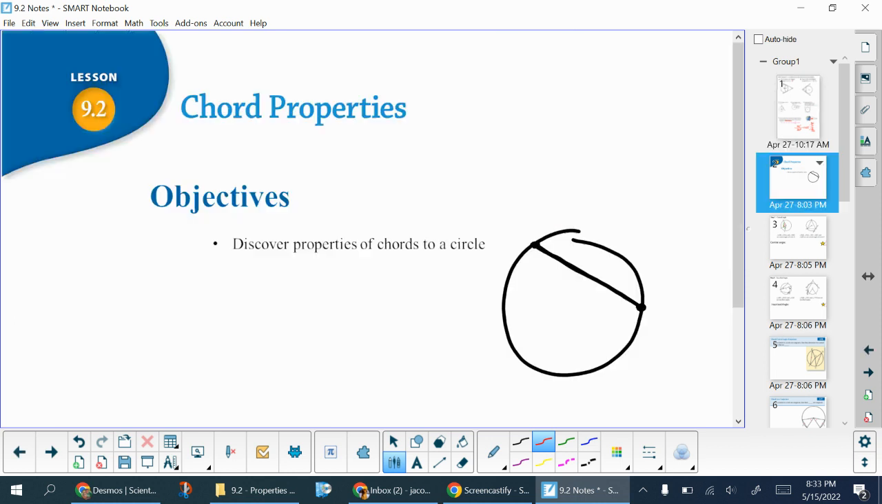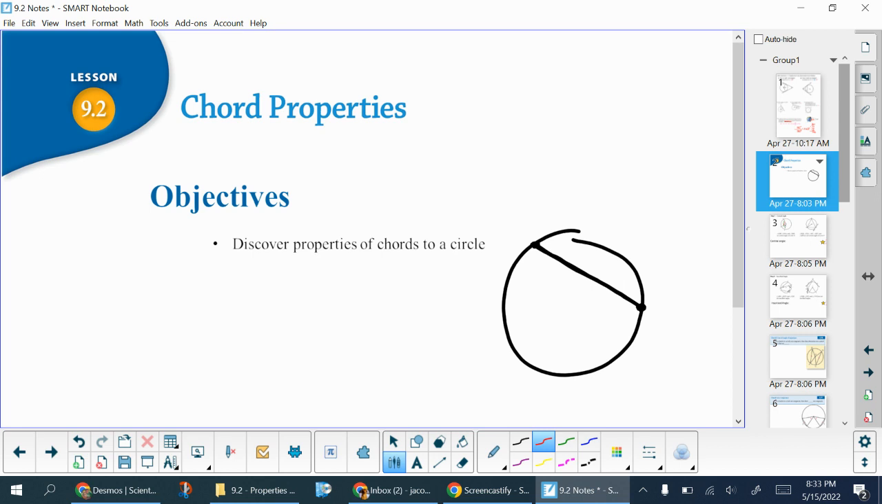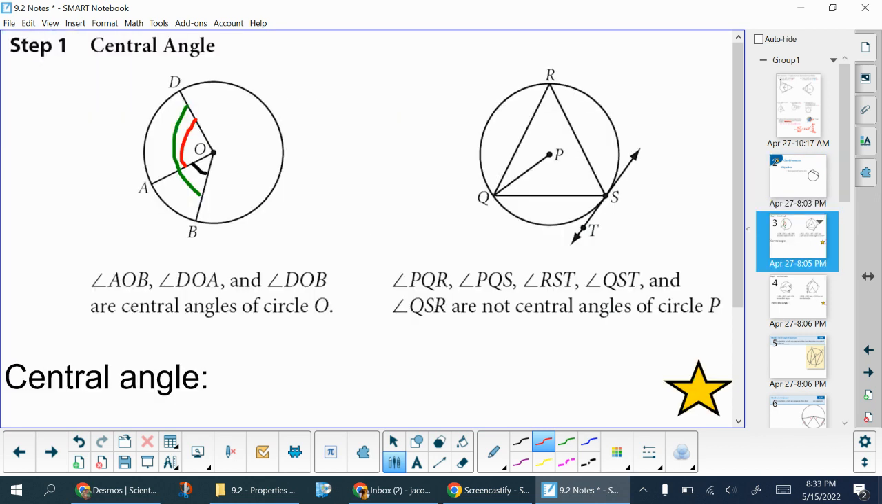Now, when we're talking about chords here, there's going to be a lot of properties. I think there might even be like 6 of these. But in all reality, it's kind of 2 properties that they're wording from several different directions. So at the end, I'm going to summarize the 2 big things you're going to want to take away from this one. So first off, just a quick little reminder on some vocabulary.